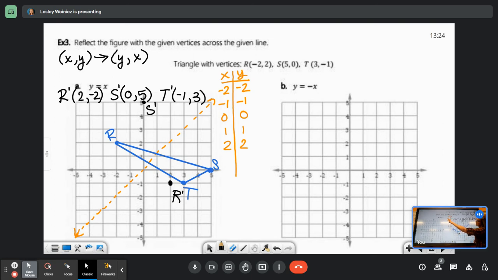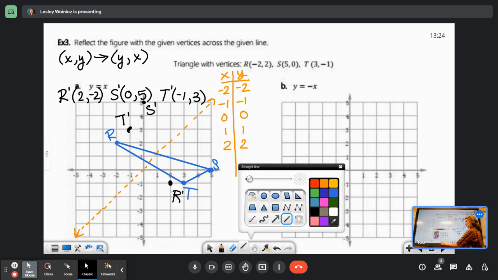And then T prime will be at (3, -1). What did I do? No, (-1, 3). Good grief. Here's T prime. Okay, graph much?